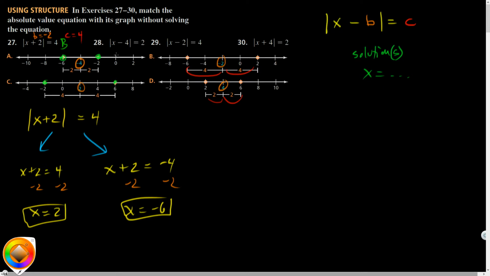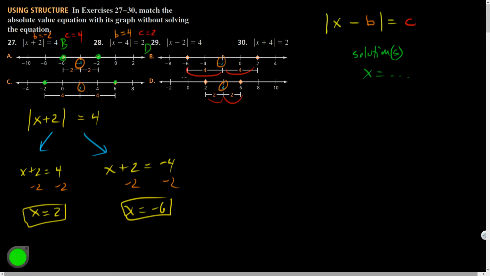All right, so let's go quicker. 28. What is the value of b for 28? Yeah, +4. It's the opposite. What's the value of c? C is equal to the 2 there. I think it looks like d. All right, so d is the solution to 28.